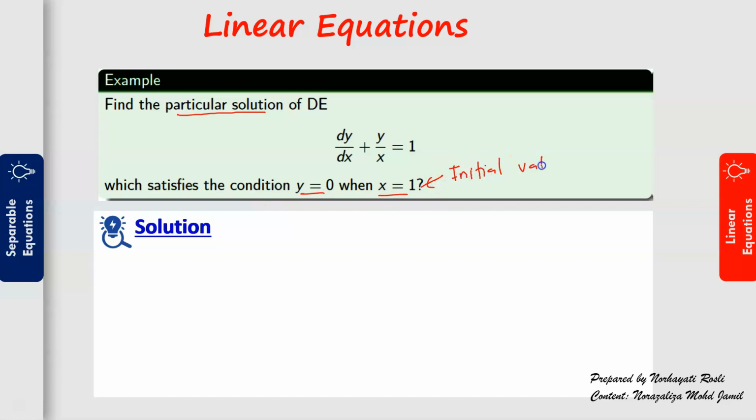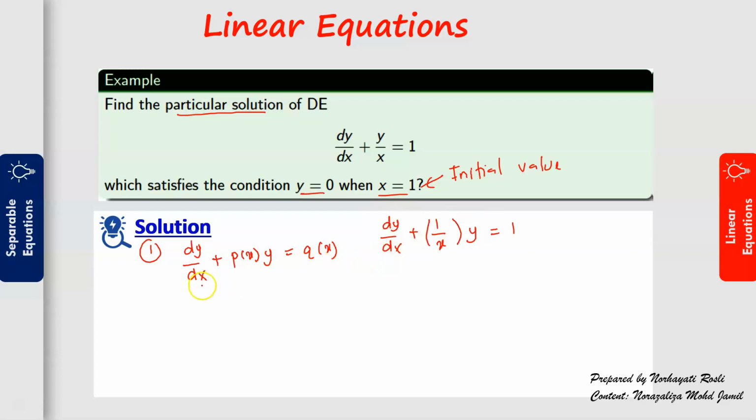Means that for this one, you need to find a particular solution. The first step here, you need to check whether your function is a linear equation or not. In this case, step number 1, we need to write it in the form dy/dx + p(x)y = q(x). If you see our problem here, we have dy/dx + (1/x)y = 1. So the coefficient of dy/dx is 1.